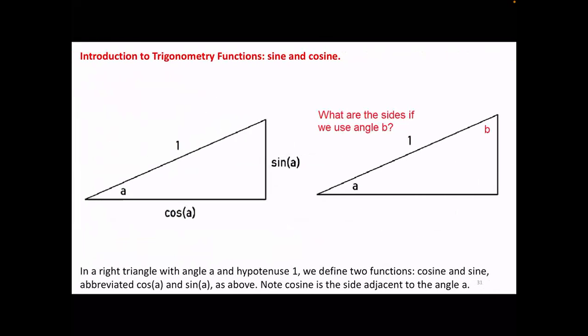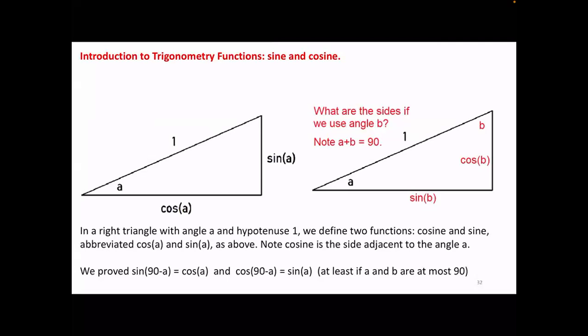Now, of course, instead of looking at the angle on the bottom, A, I could look at the angle top, B. And if I use that, I then get cosine of B and sine of B. And so we've immediately shown that when A plus B add up to 90 degrees, and most importantly, A and B are between 0 and 90, then cosine A equals sine of B, and sine A equals cosine of B. So we have some beautiful relations between sine and cosine just from the definition, but we've only proven these relations initially when the angles add up to 90 and A and B are at most 90 degrees.